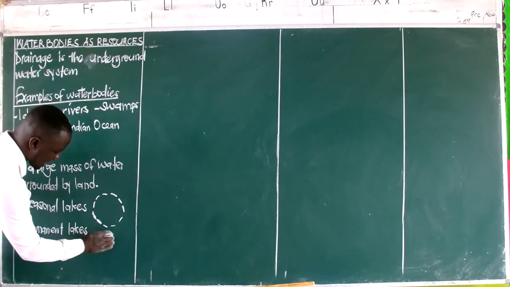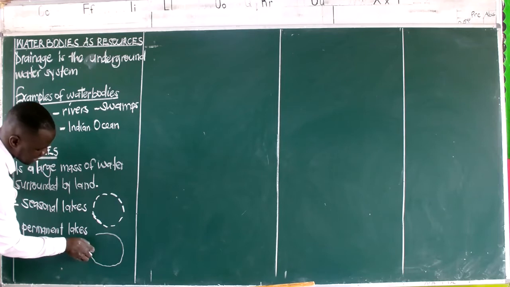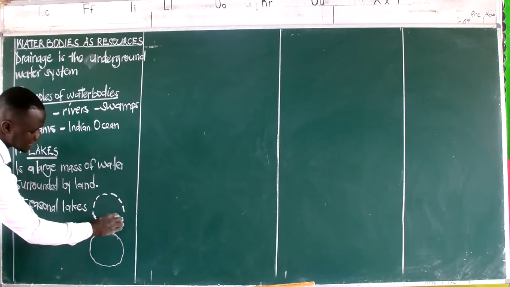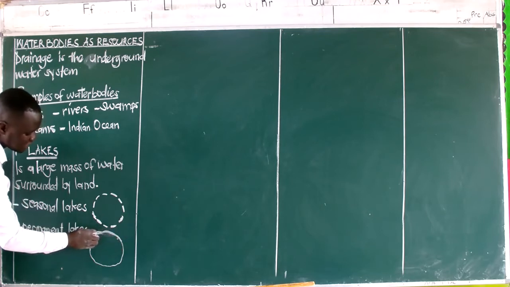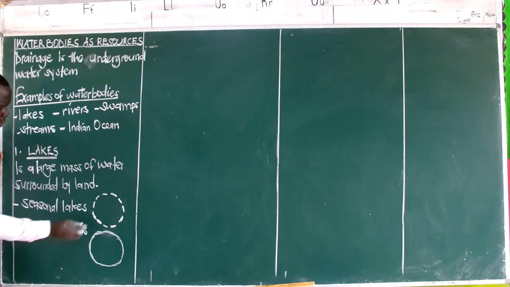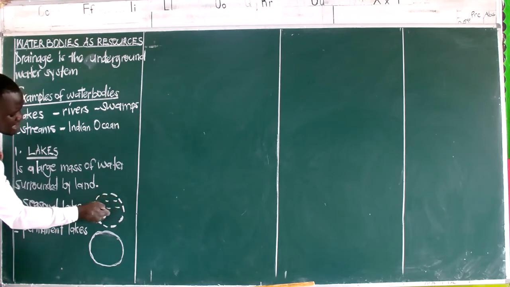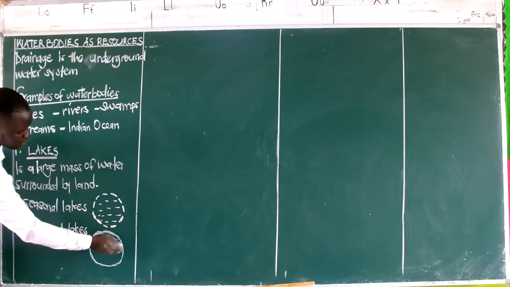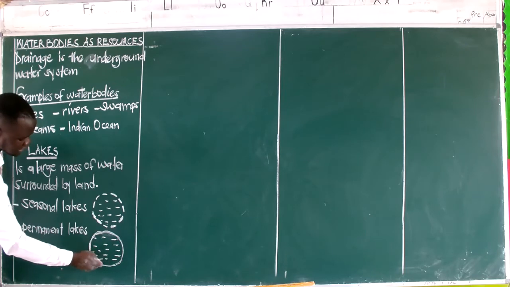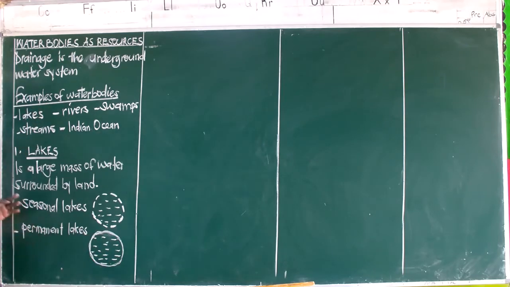For these ones, we shall have something like this. The only difference is here: here we have it completely joined, and here we have it dotted. We can as well represent the water inside here. There is no problem. We can shade it like this, or we can even have it without the water shown. It's also safe. So that is the difference we have.